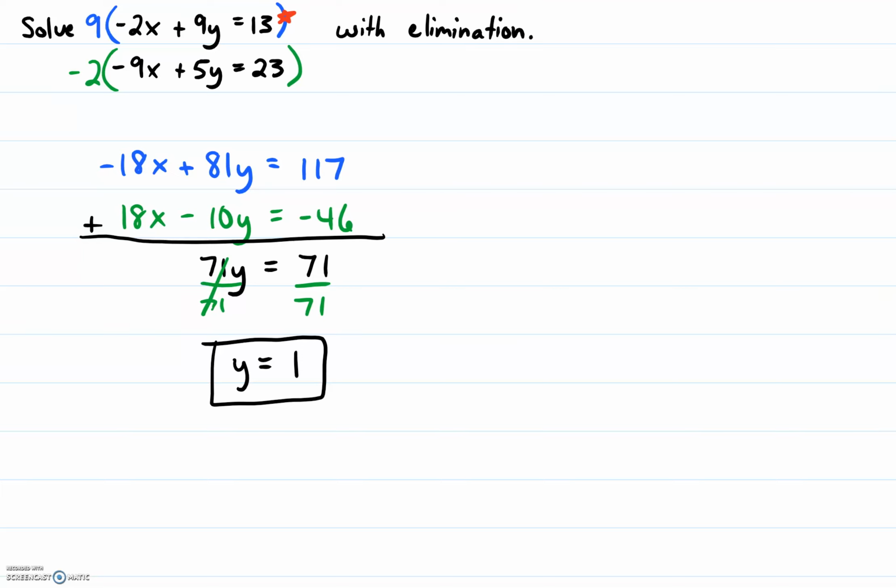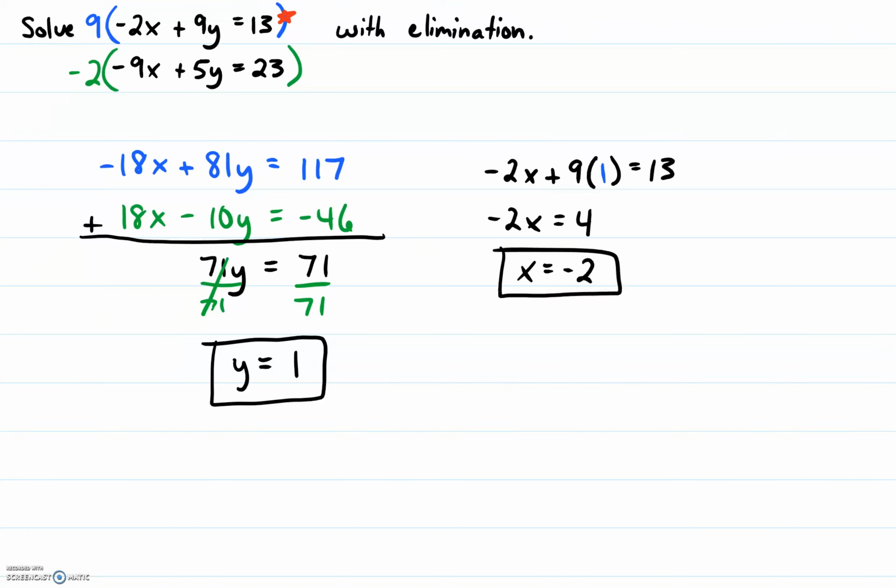The one I'm going to go with is negative 2x plus 9y equals 13. Keeping in mind, we're putting 1 in the place of y, so we'll have negative 2x plus 9 times our value of y, which we just found out was 1, equal to 13. Now solving for x, we'll have negative 2x. Subtracting 9 from both sides gives us 4. Divide both sides by negative 2, and we get x is equal to negative 2. And so there's our x and our y value. If you visualize these two equations as lines, they would intersect at the point negative 2, that's the x value, 1, that's our y value.